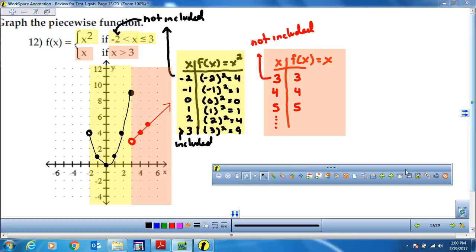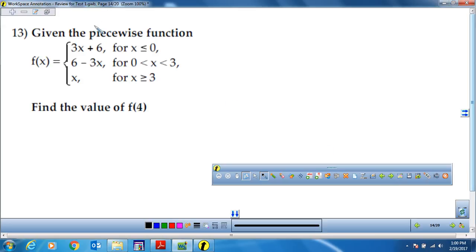Next, now we are going to do the following. Given the piecewise function f of x equals 3x plus 6 for x less than or equal to 0, 6 minus 3x for x between 0 and 3. Remember, this means that x is a number between 0 and 3, and the function f of x equals x for any value of x that is greater than or equal to 3.